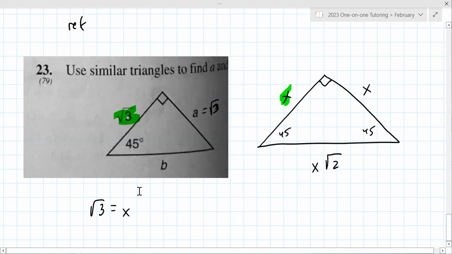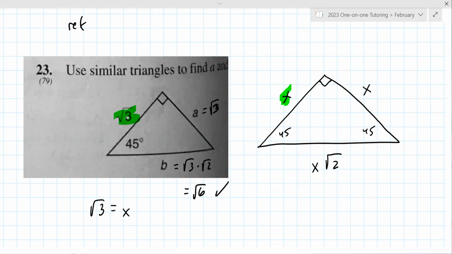Now b, the hypotenuse, if you go over to your reference triangle on the right here, the hypotenuse is your leg times the square root of 2. You take whatever the leg is and multiply it by the square root of 2. So b is the square root of 3 times the square root of 2, square root of 6. Gotcha. Perfect. Sometimes the words mean more than the actual mechanics of it. Okay. Very well.